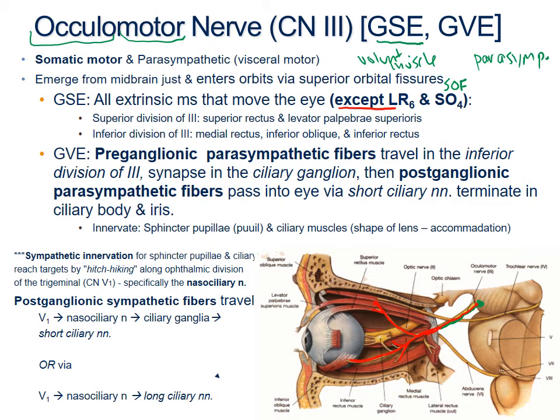This is the exception, LR6 SO4. Well, what does that mean? There are two other extrinsic eye muscles that are not innervated by cranial nerve 3. They are the lateral rectus, LR, innervated by the abducens, cranial nerve 6, and the superior oblique, which allows you to look down and out, innervated by cranial nerve 4, the trochlear nerve. But the majority of the muscles that move your eyeball are innervated by cranial nerve 3.